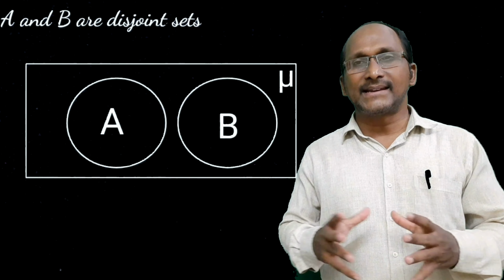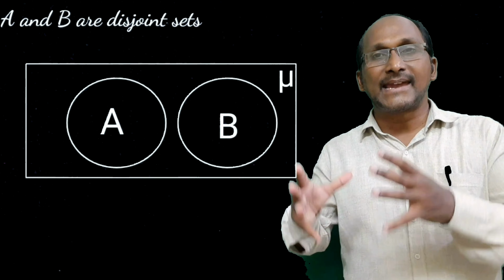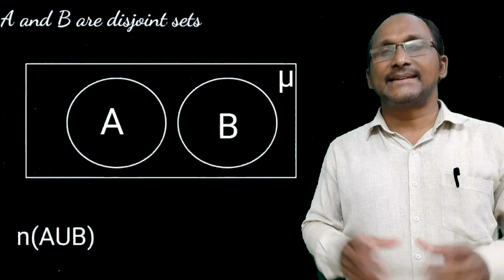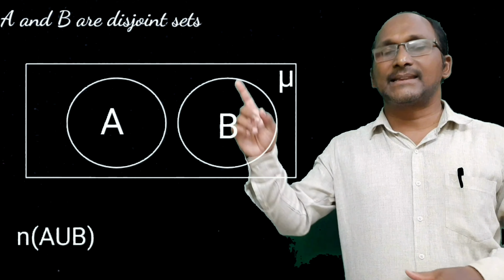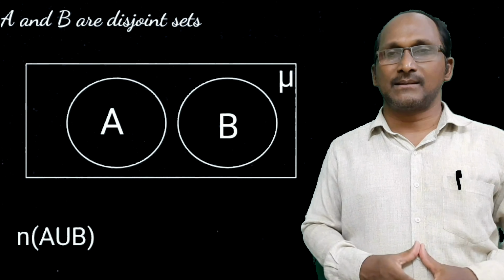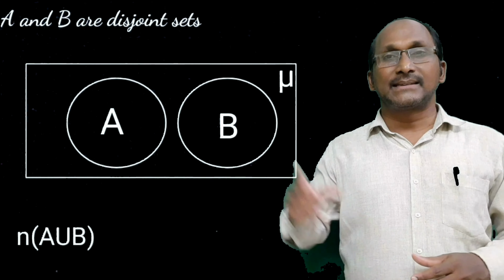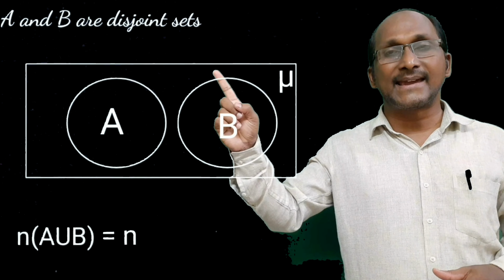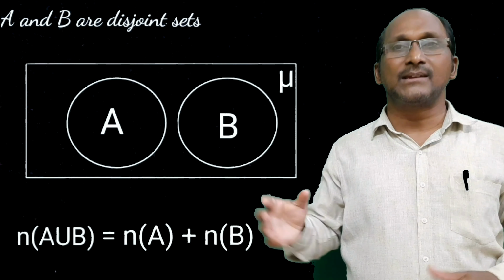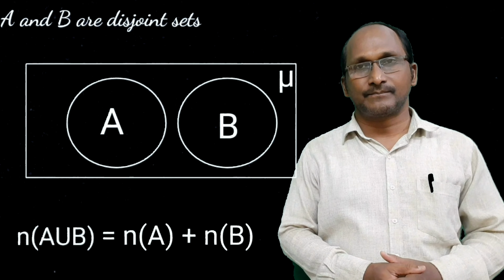In this case, to find the total number of elements in A union B, it is enough to add the number of elements in A and the number of elements in B, because no element is in common. That's why the sum of the number of elements in A and the number of elements in B will give the number of elements in A union B.